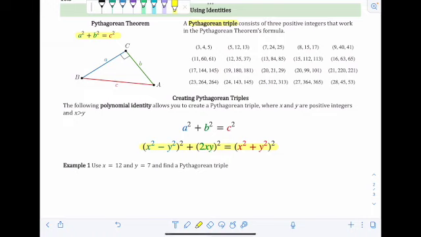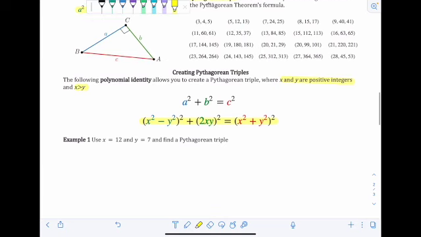Sounds very obnoxious to read it, but it's not too bad actually using it. So this is a polynomial identity. X and y must be positive integers and x has to be greater than y, like the x's and y's that we put into the expression or equation.